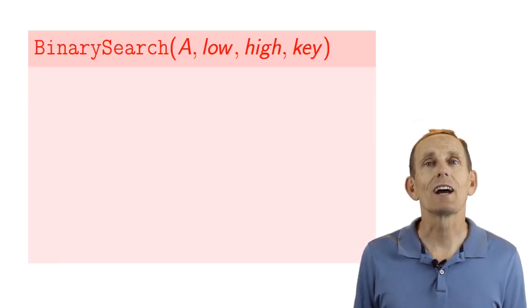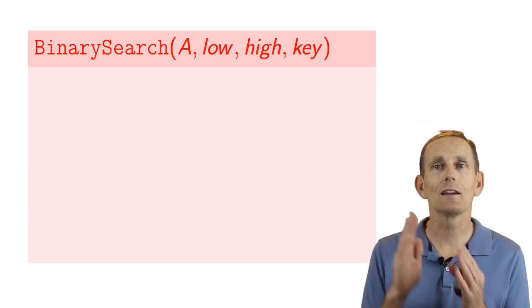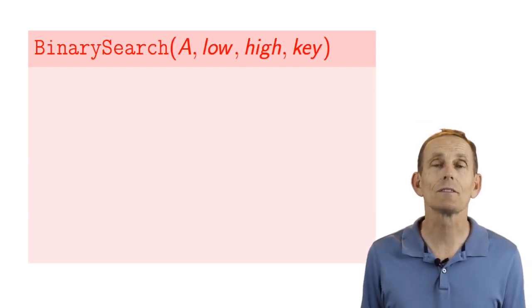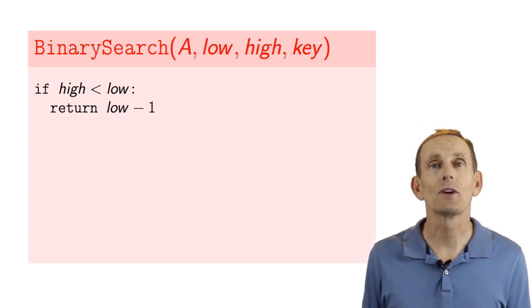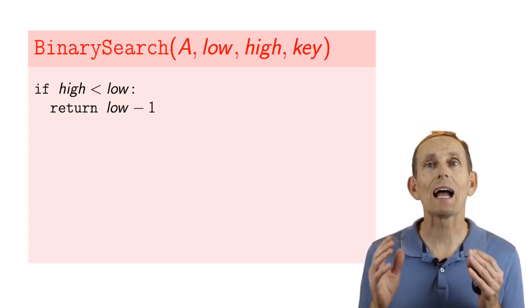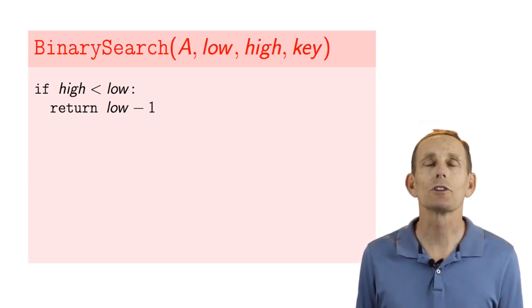So let's look at our implementation of binary search. We're going to write a recursive routine taking in a, low, high, and key, just as we specified in the problem statement. First, our base case: if we have an empty array, that is if high is less than low, so no elements, then we're going to return low minus 1.